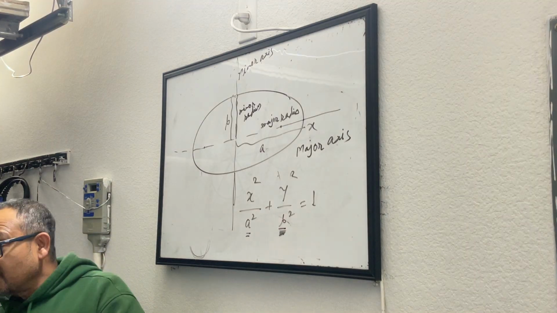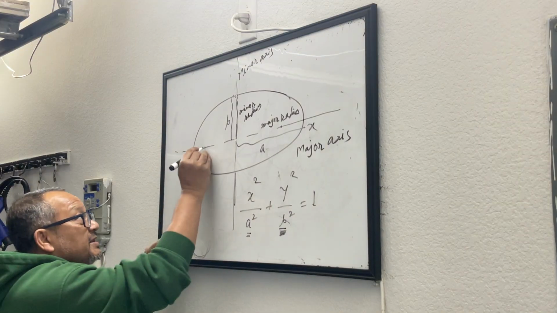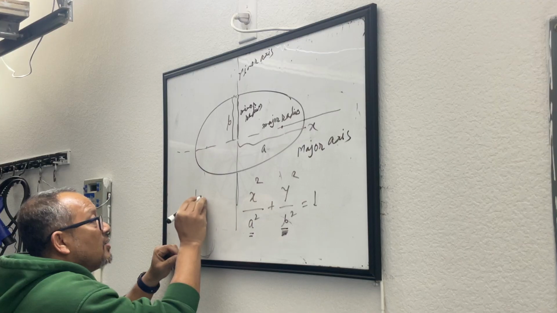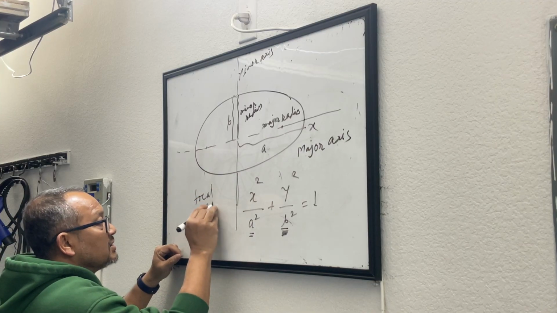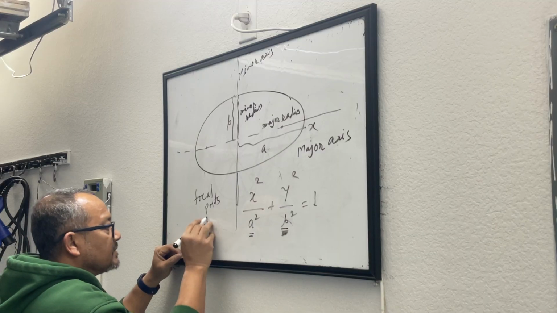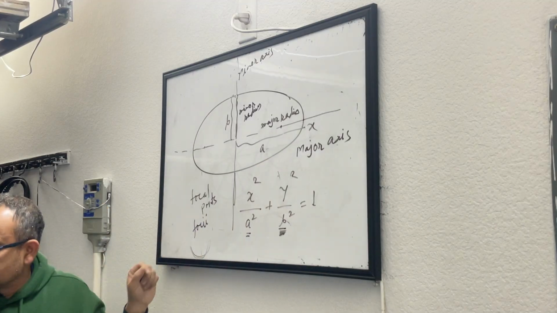There's something very unique about the ellipse. These 2 points, there are 2 points along the major axis. These are called focal points or focus points or foci.